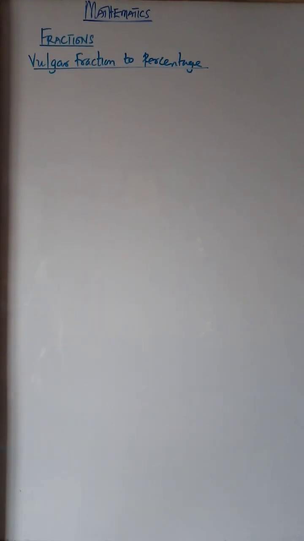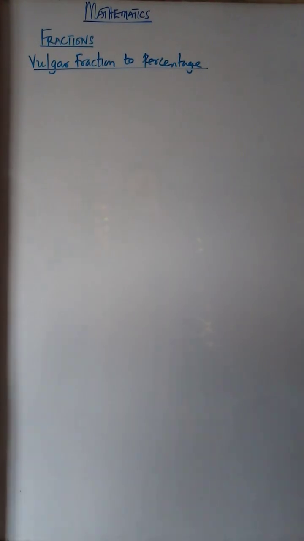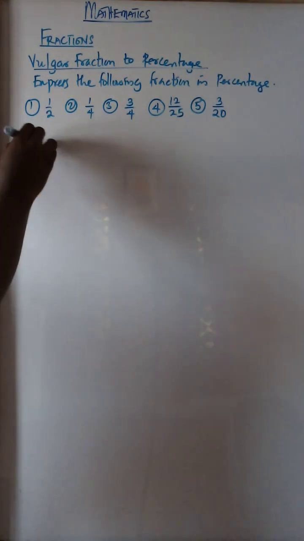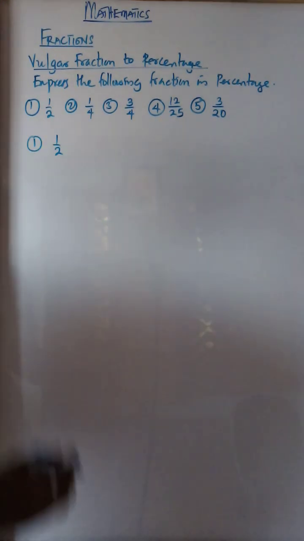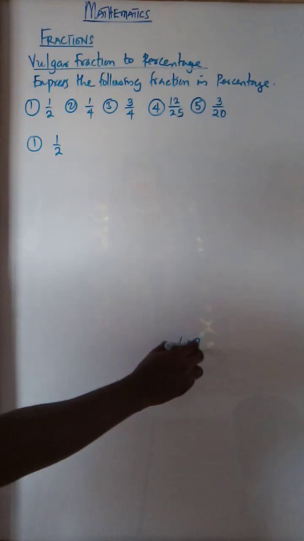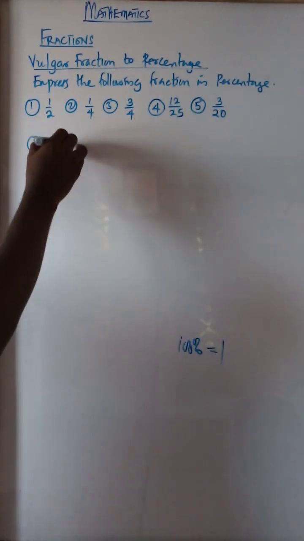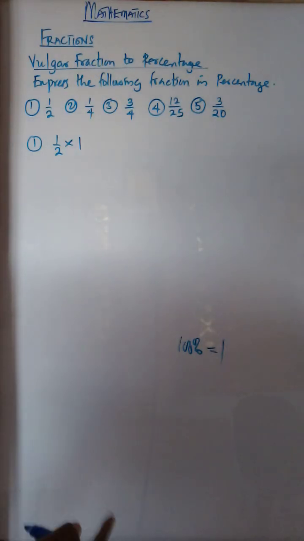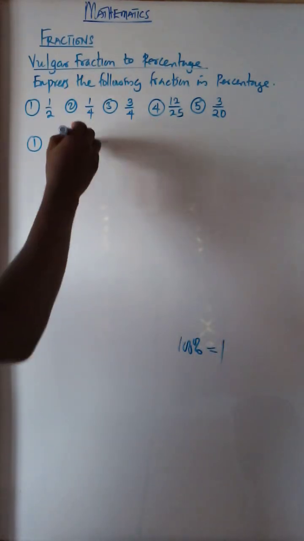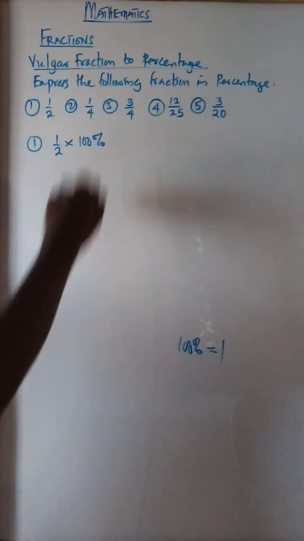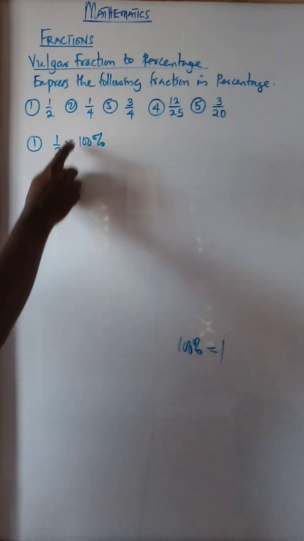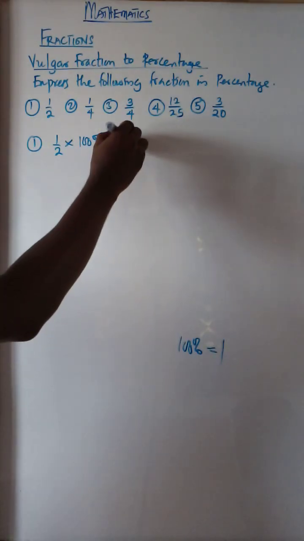All right, conversion of vulgar fractions to percentage. Let's take these examples. Now we have to express the following fractions as percentages. Question 1: half to percentage. Note, 100% is the same thing as 1. So if I multiply half by 1, it's the same thing as half. Any number multiplied by 1 gives that number. So I can replace 1 with 100%. Then 2 can divide 100. If you divide 100 by 2, you get 50. So 50 times 1 is 50. So it means half is 50%.